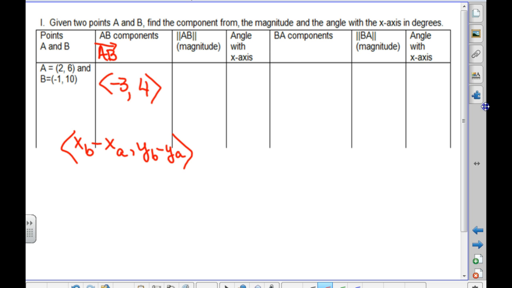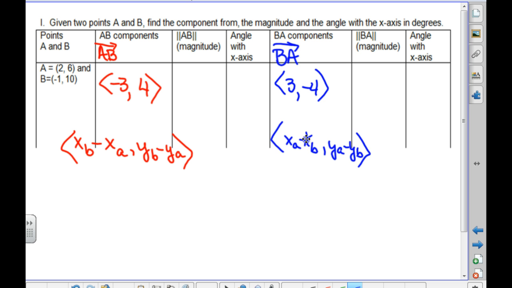All right, before we go any further, can we jump over here and talk about what's going to happen when you do B to A? If we're doing the components of B to A, you're looking at these same numbers, but you're going from -1 to 2, so it's going to be 3. And from 10 down to 6 is going to be -4. So in that case, it would be x of A minus x of B and y of A minus y of B. But I'm not going to memorize that. I'm just going to think about the numbers. Okay?